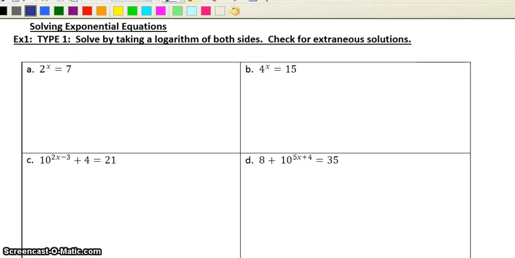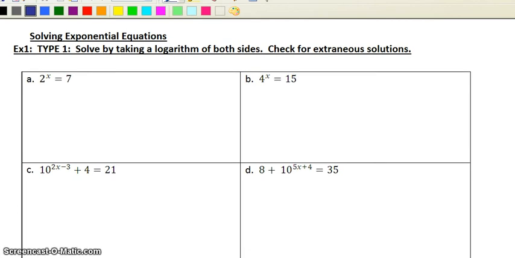Starting with example A, here's what I want to think of. Review a quick log property with you. If I have log base 2 of 2 to the x power, think in your mind, hopefully you all remember, what is that equal to? Okay, it's equal to x. Hopefully you said that. That's kind of the goal I'm doing right now. I'm going to try to use this property to solve these.